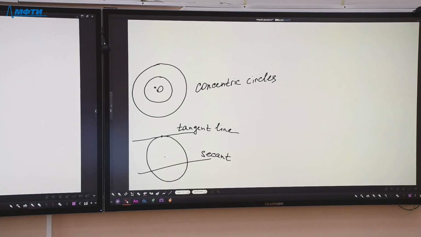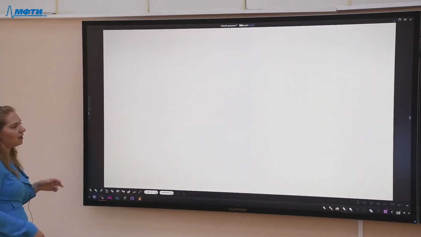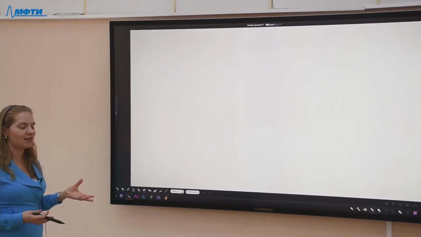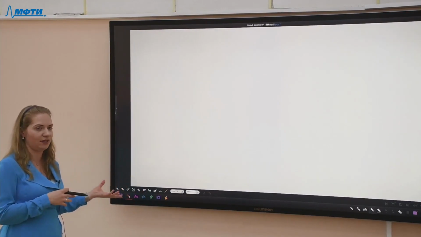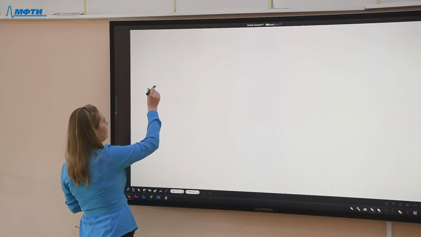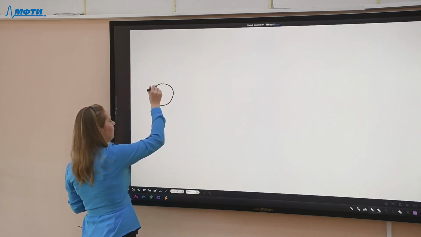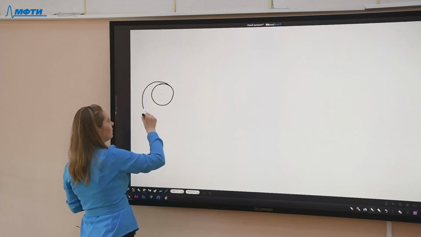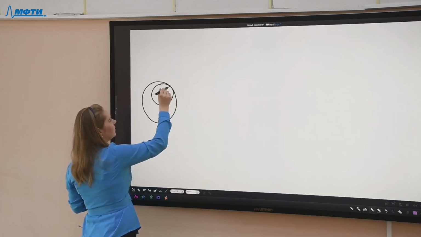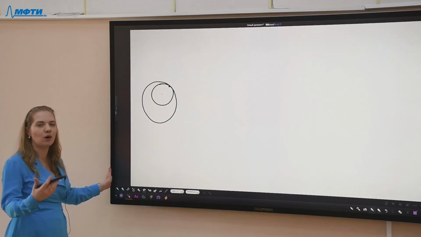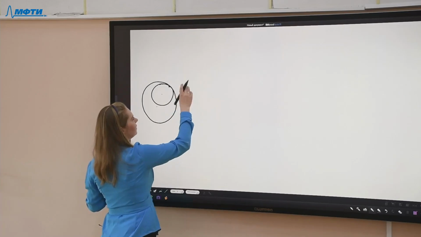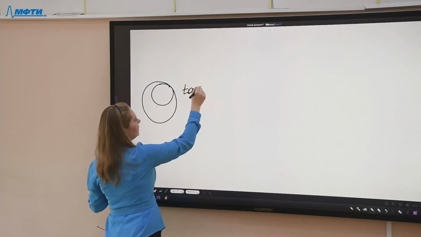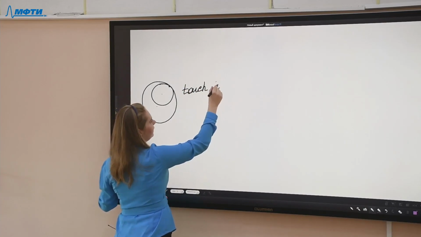Well, back to two circles. The first situation is when they are concentric, but also they can touch each other. Sometimes they touch externally, sometimes they touch internally. What does it mean? The first situation is when we have one circle here and one circle here. They have one and only one common point. So in this case, they touch internally.